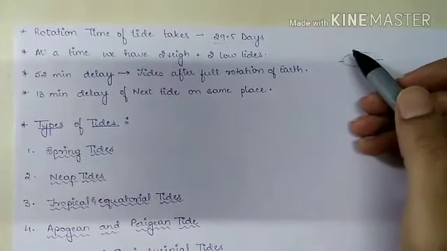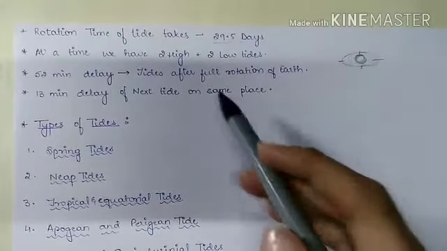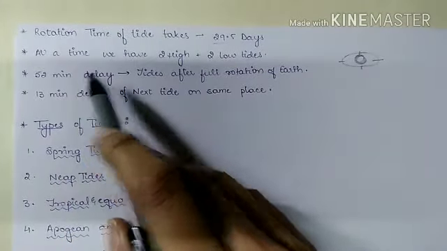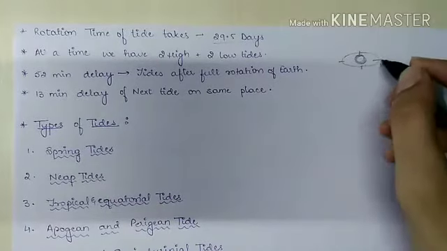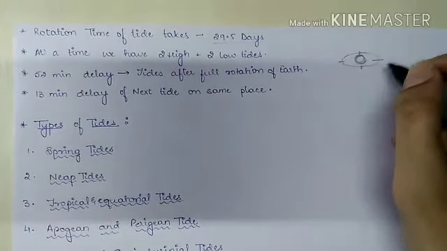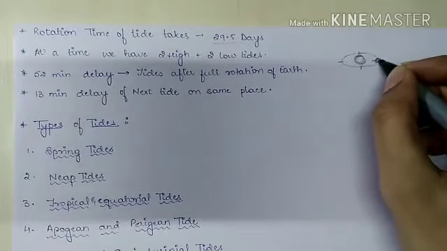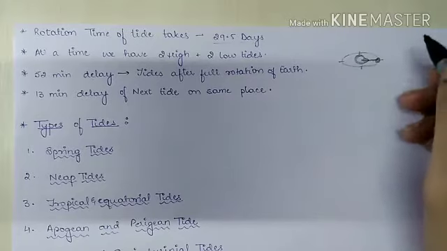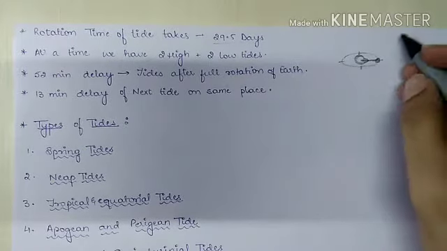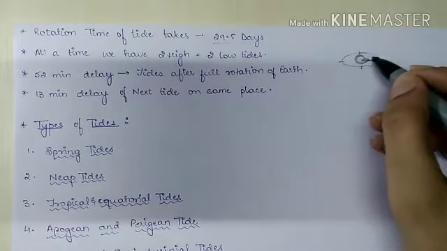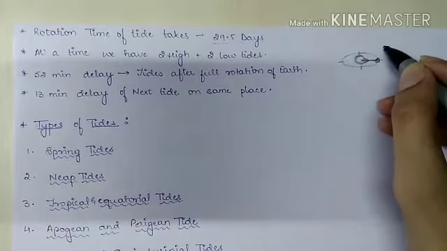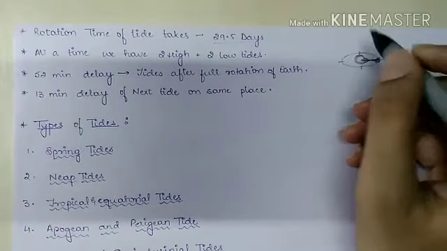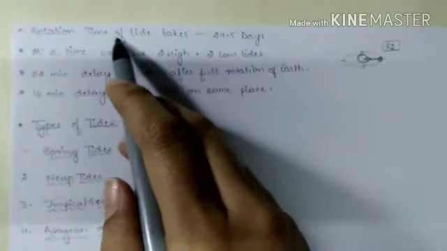Okay, now there is a total of 52 minutes of delay after a full rotation of the earth when we have tide here in this position of the earth. Now the next tide will occur after the full rotation of earth. It will be delayed by 52 minutes. Okay, now this delay is because of the slow rotation of the moon.